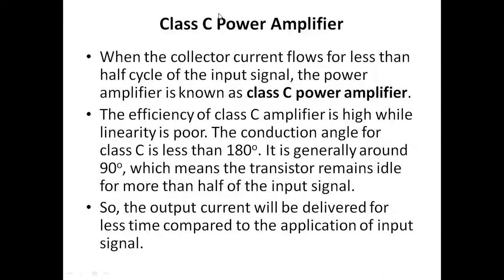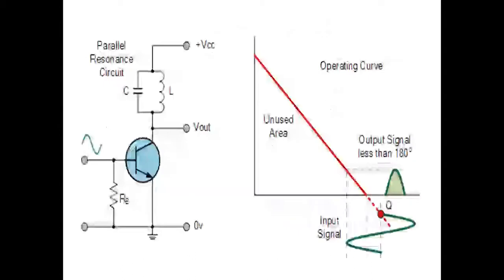So the conduction angle for class C is less than 180 degrees. It is generally around 90 degrees, which means that the transistor remains idle for more than half of the input signal. So the output current will be delivered for less time compared to the application of the input signal.